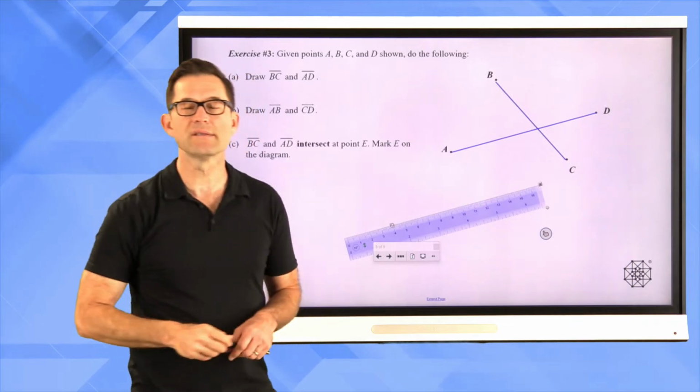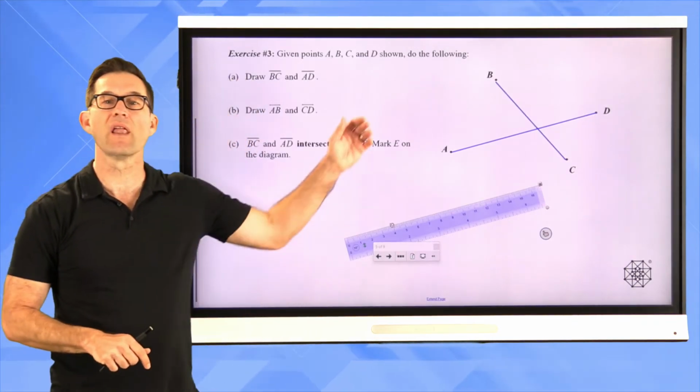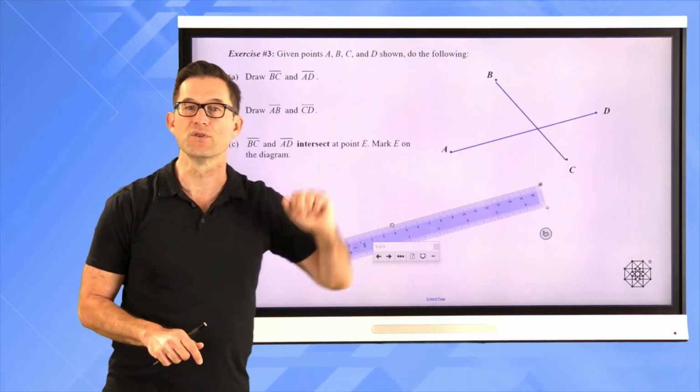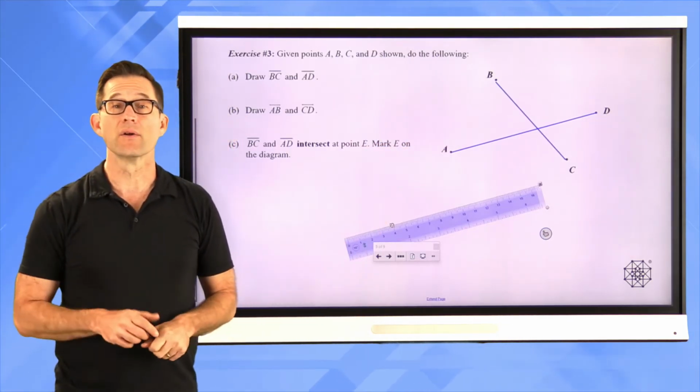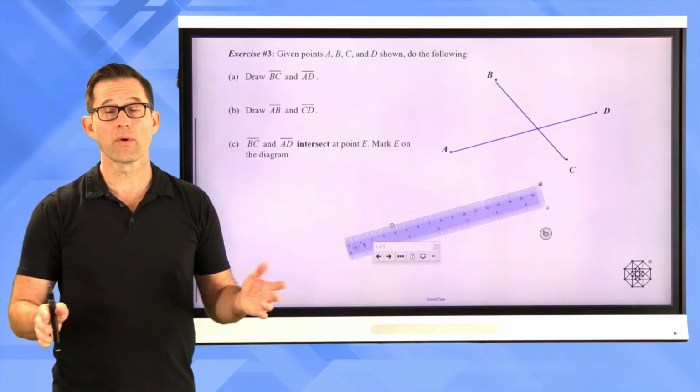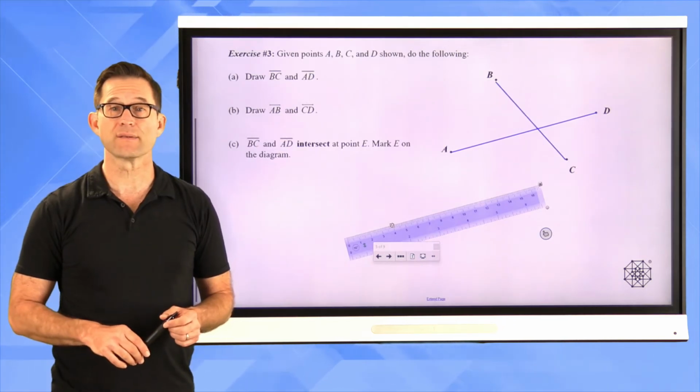Segment BC and segment AD, the portions of line BC and line AD that lie between those two sets of endpoints. Let's take a look at letter B. Draw line AB and line CD. Okay, great. Why don't you go ahead and draw those two lines?